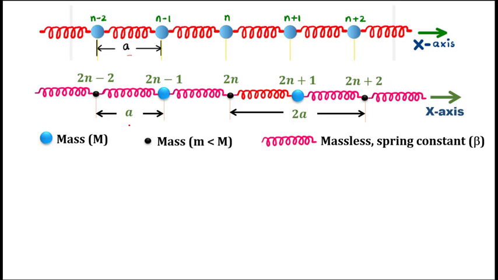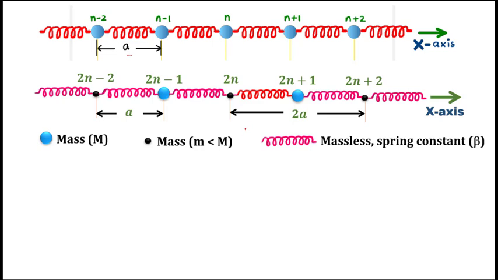Now this chain appears such that every atom of one type has its two nearest neighbors of another type. So the black dots have nearest neighbors as the blue balls, and the blue balls have nearest neighbors as the black dots. Such a representation is termed a diatomic chain of atoms.